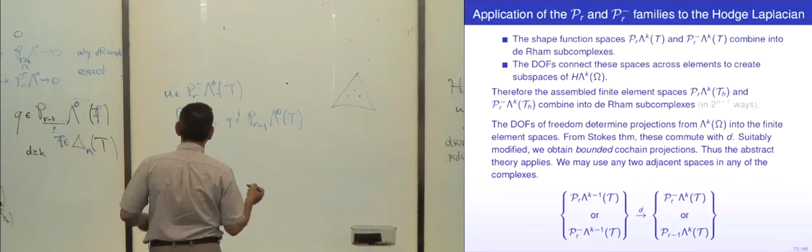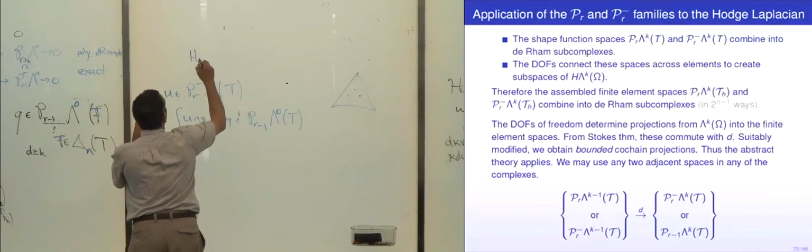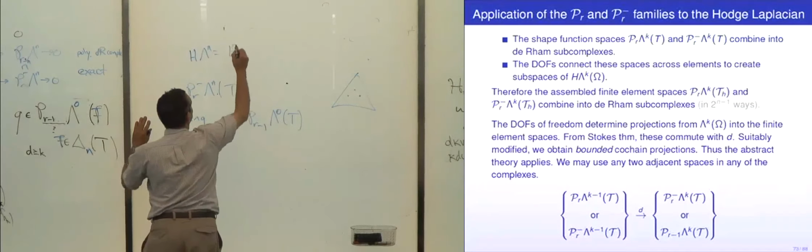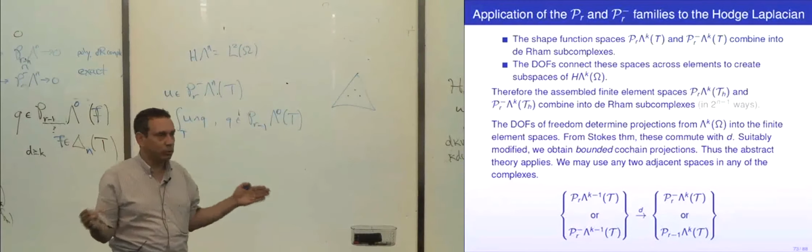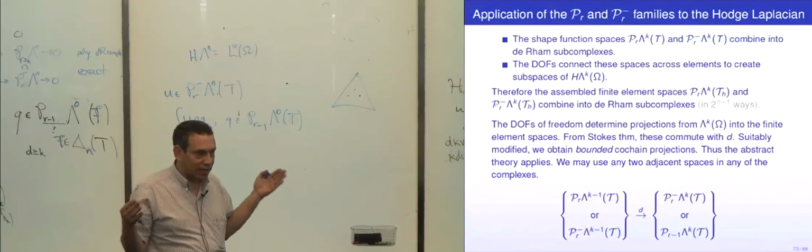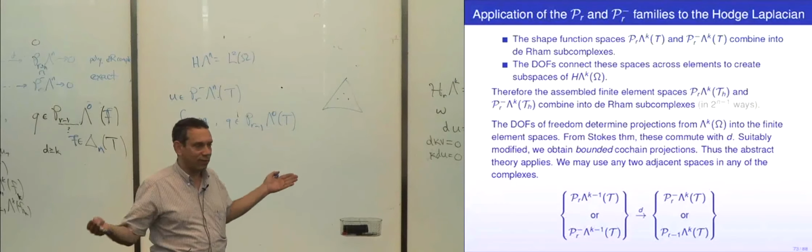Okay? Now the other thing that comes together is H lambda n is just L2, and so we're trying to find finite elements who have enough continuity to belong to L2. They don't have any d's that have to apply to them, so they don't have to have any continuity.